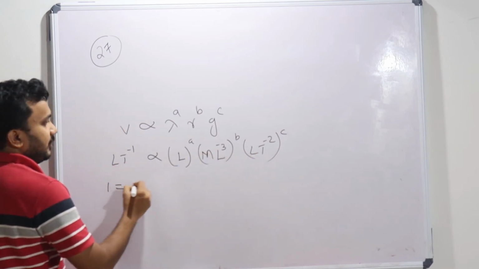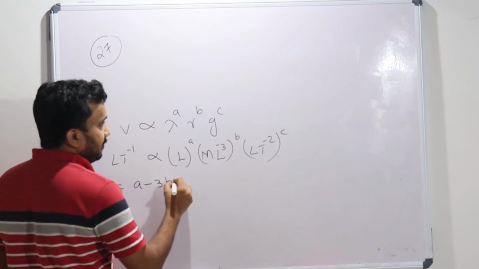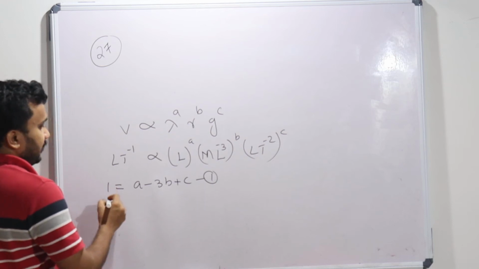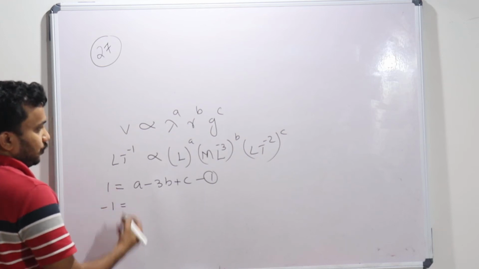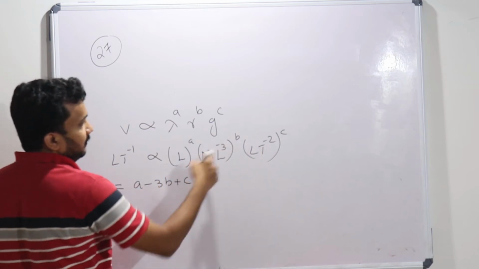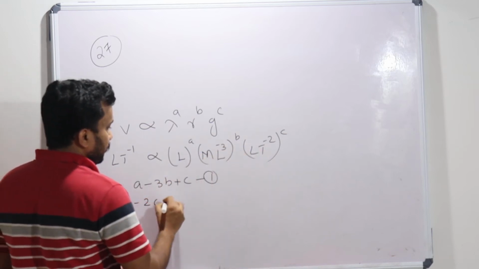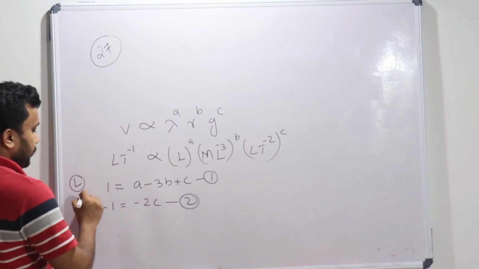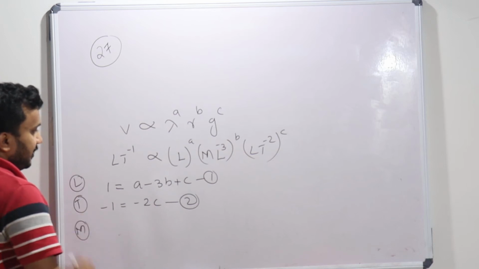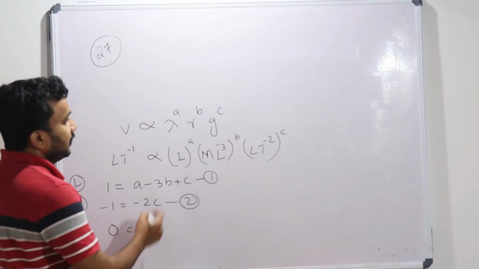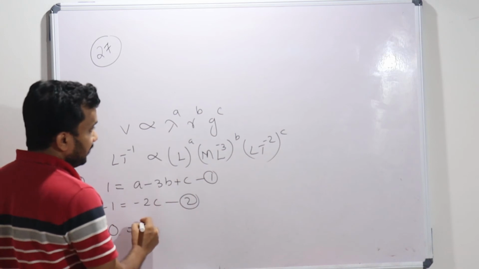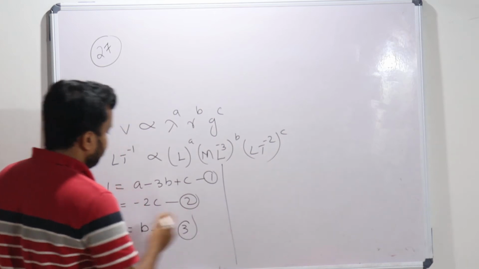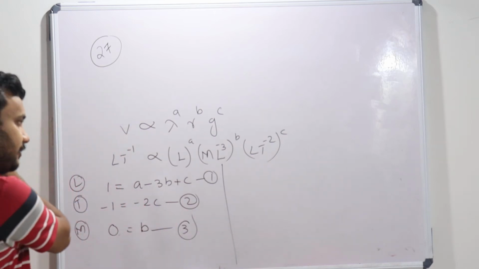The coefficient of L is 1, so it is A minus 3B plus C, equation number 1. Equating the coefficient of T, it is minus 1 equal to minus 2C, equation number 2. M in the coefficient, left hand side it is 0, right hand side it is B. So 3 equations we have, and we can find out the values of A, B, C and the relation.